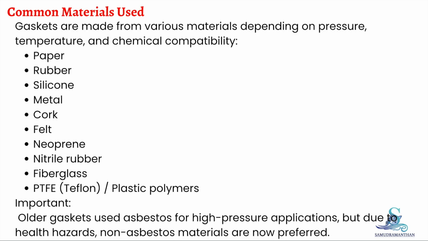Gaskets are usually made from a flat sheet of material, and depending on the application, different materials are used, such as paper, rubber, silicone, metal, cork, felt, neoprene, nitrile rubber, fiberglass, PTFE, or Teflon.